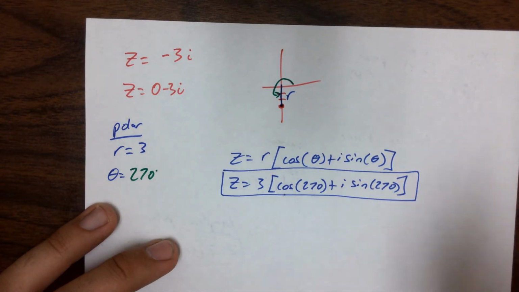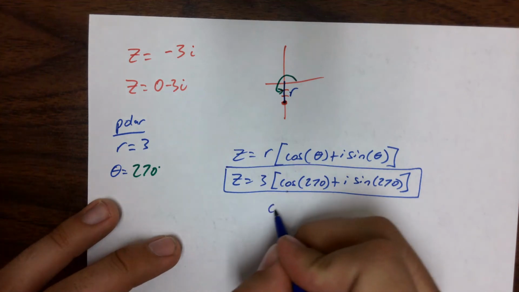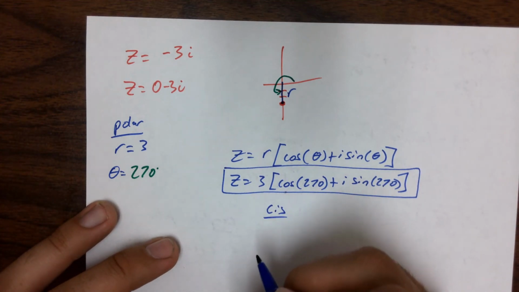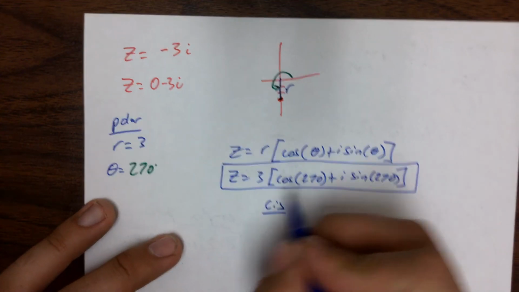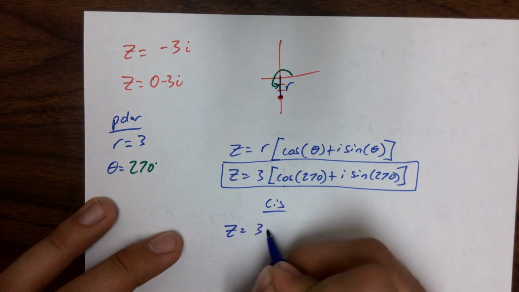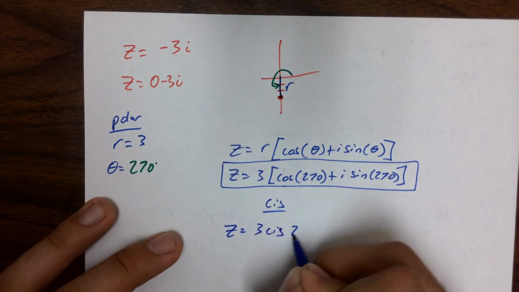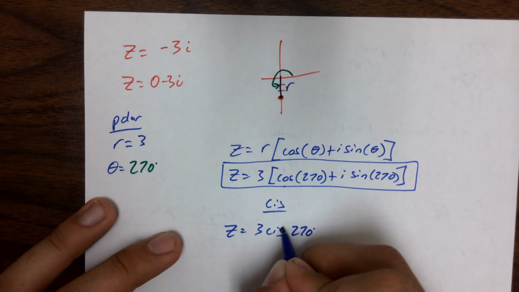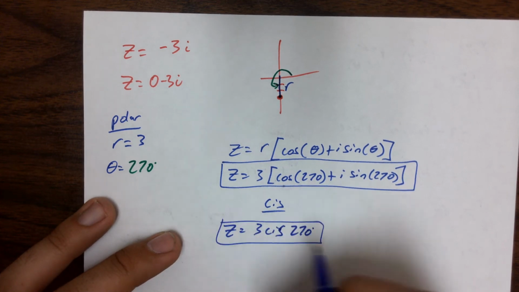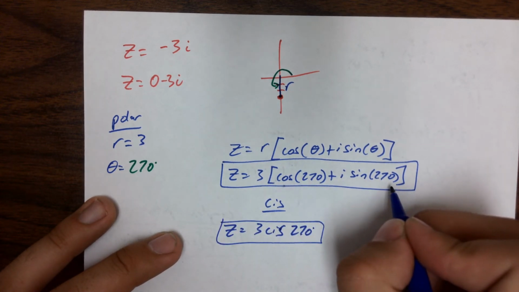Now, there is sometimes that cis abbreviation. If your teacher showed you that, you could rewrite this with cis. It would just be z equals 3 cis 270 degrees. If your teacher had not shown you it, don't worry about it. This is totally fine.